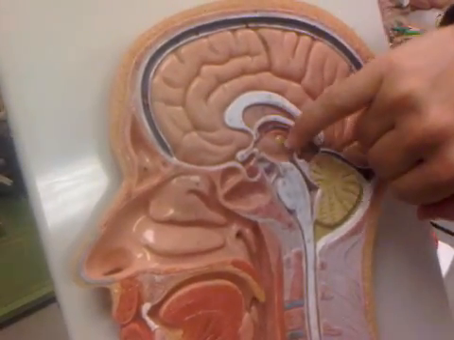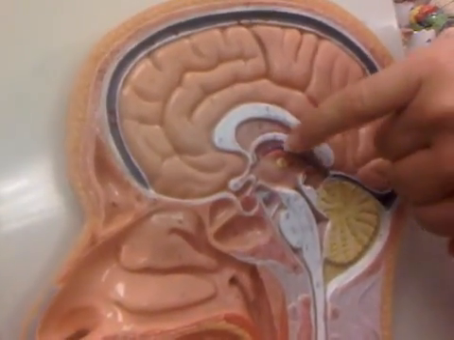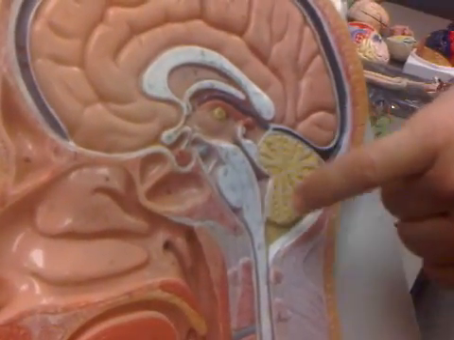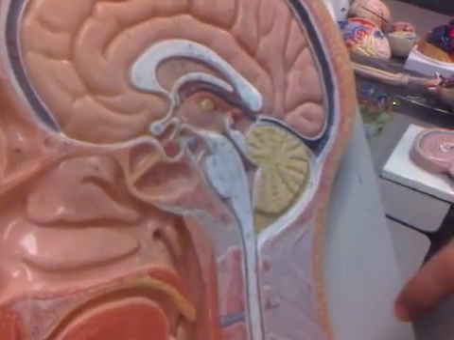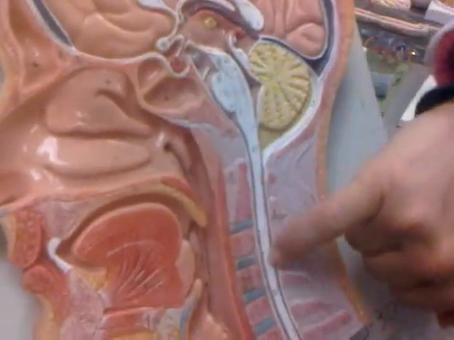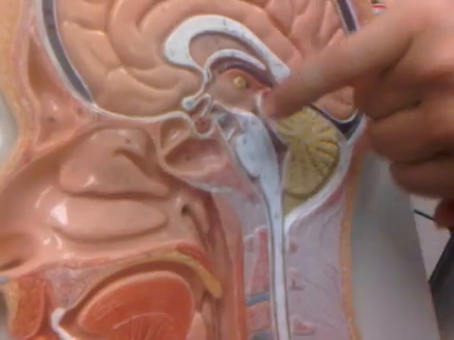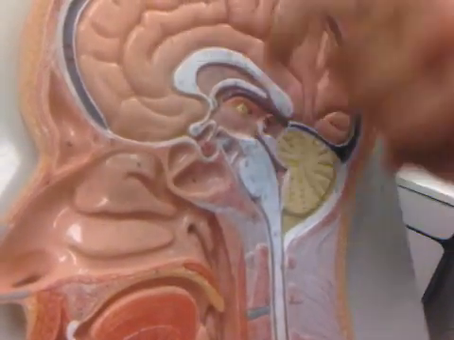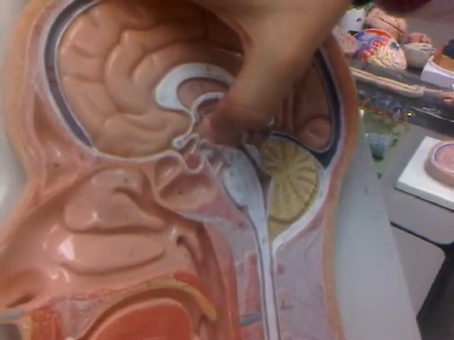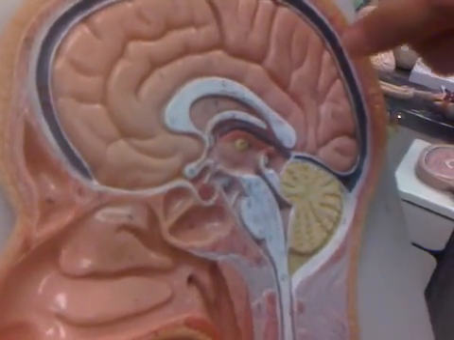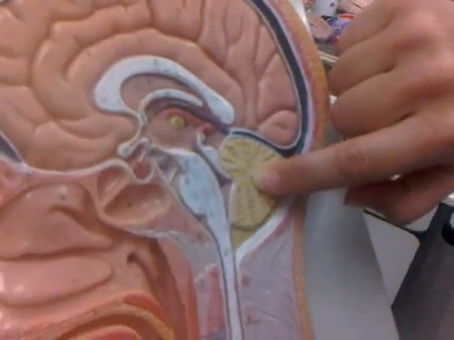Third ventricle, or if I say structure or mass, you would say thalamus. Cerebral aqueduct, fourth ventricle. Central canal, spinal cord, medulla oblongata, pons, midbrain. The hypothalamus doesn't show very well here. Cerebellum.